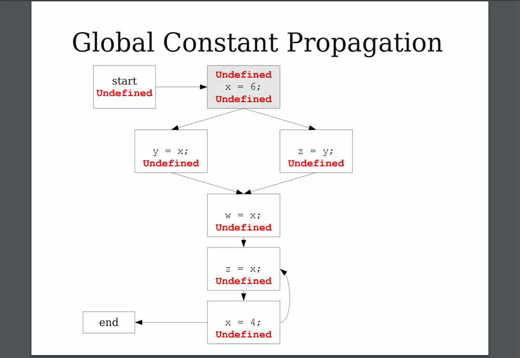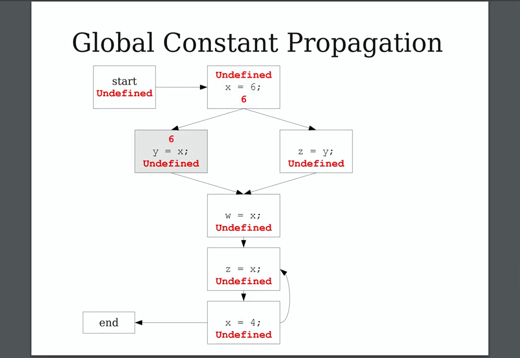Okay, so when we first process this first block, the input value is the output value of the start block, and when we use the transfer function for this statement, we find that x is assigned to some constant. If we're just keeping track of x in this example, in practice you would keep track of all the variables, we know at this point that x is a constant and its constant value is equal to 6.